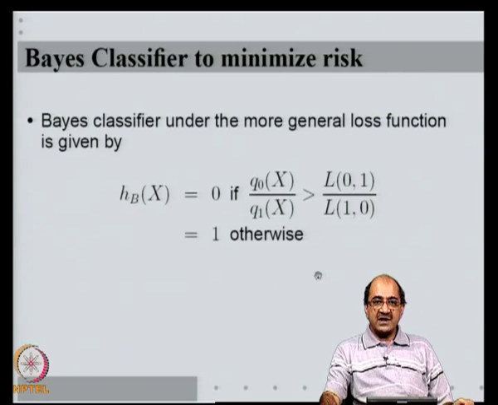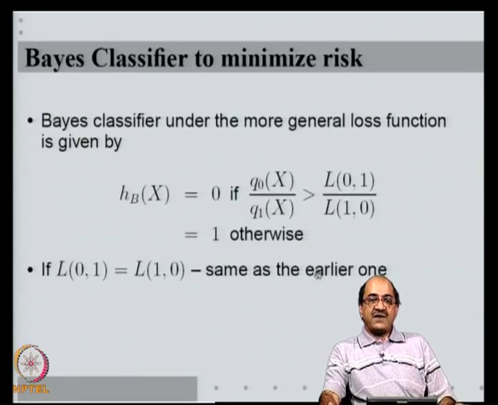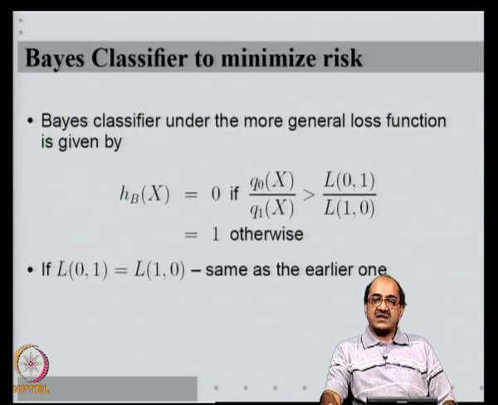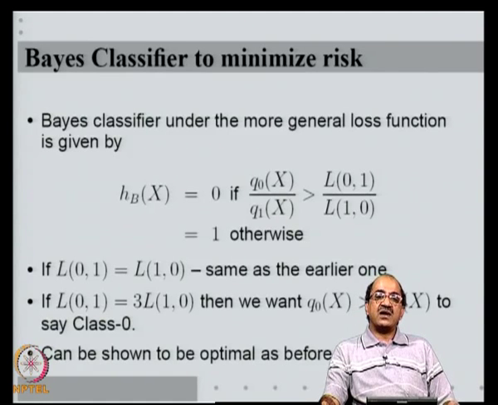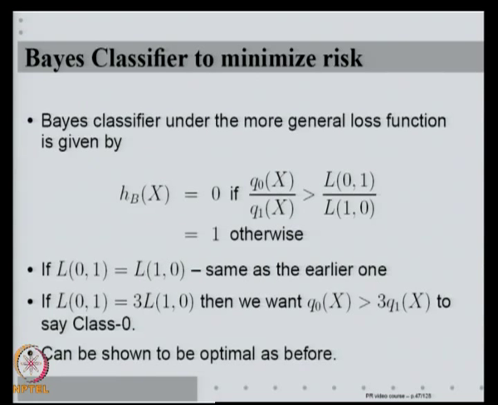Just to intuitively get a feel for it, if L01 is equal to L10, that is, the two kinds of errors have the same cost, then it is the same as the old Bayes classifier. On the other hand, suppose L01 is 3 times L10. What does that mean? L01 is when I say 0, whereas the true class is 1. So, wrongly classifying something into 0 is thrice as costly as wrongly classifying something into 1.